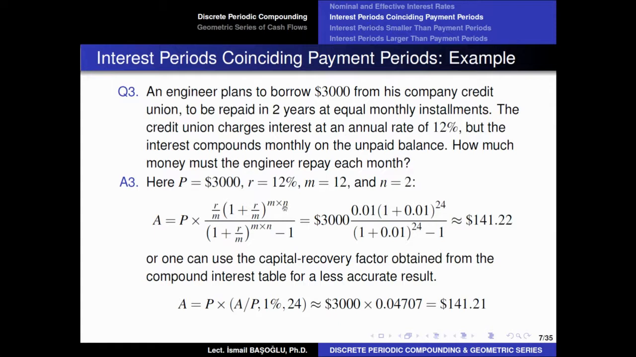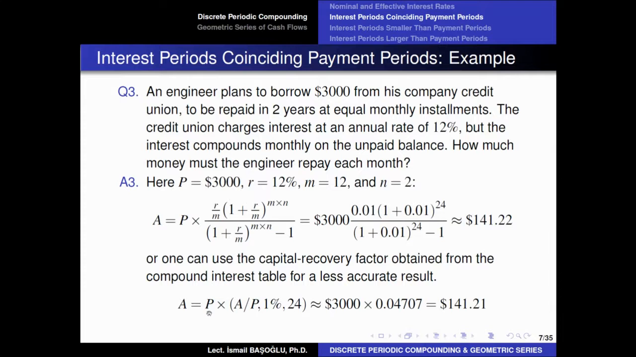So actually, this problem should be solved as if the annual interest rate is equal to 1% and there are 24 years to pay this debt. But you see, in reality, in this problem, the payment periods are on a monthly basis. Therefore, we need to use the monthly effective interest rate, and the number of months will also be used in the formulation. Now, there are 24 months in this payment plan, and the effective interest rate is 0.01 as a decimal. So when you multiply $3,000 with the uniform series capital recovery factor calculated under these changes, you will get the monthly payment amount of $141.22. Or you can directly use the compound interest table, and you can basically pull the capital recovery factor from there.